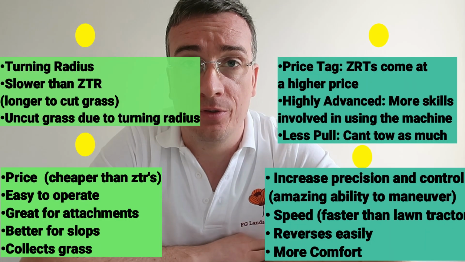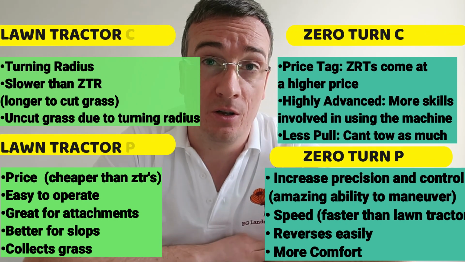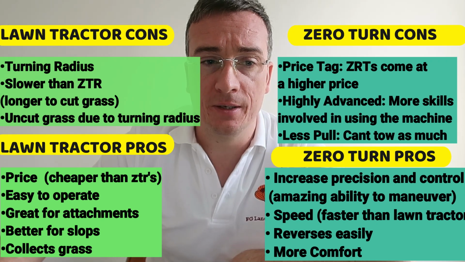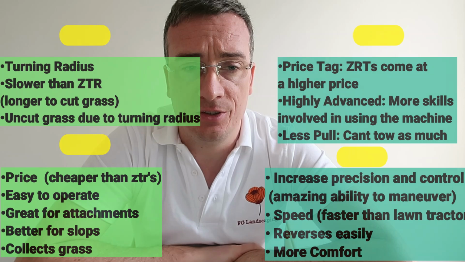So yeah, I'll put up on the screen again some pros and cons of the zero turn. I'll also do the same for the lawn tractor. A quick summary of the zero turn and lawn tractor comparison: price wise, zero turns cost more, lawn tractors are cheaper. Yard size, if you have a much bigger yard, then it may be best to go with a zero turn with a bigger deck compared to a lawn tractor. So that is one thing to bear in mind.